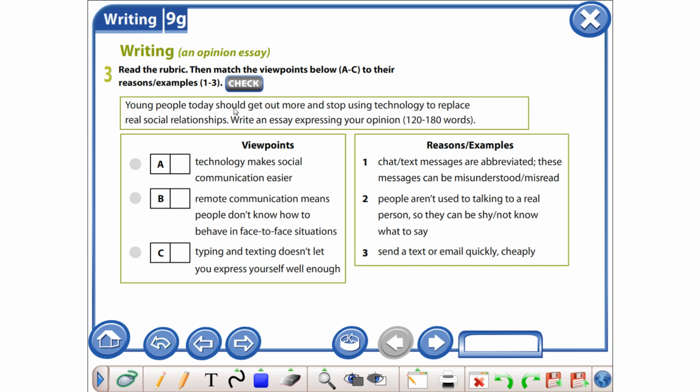Young people today should get out more and stop using technology to replace real social relationships. Write an essay expressing your opinion.